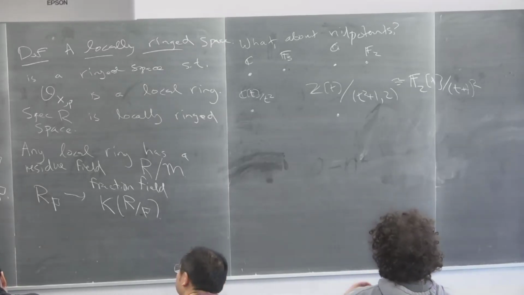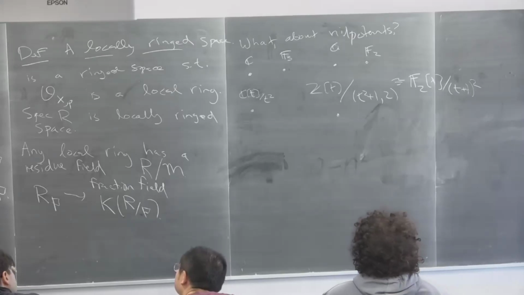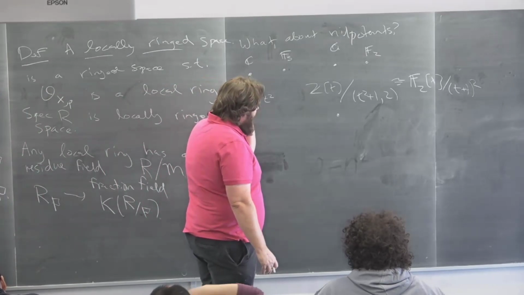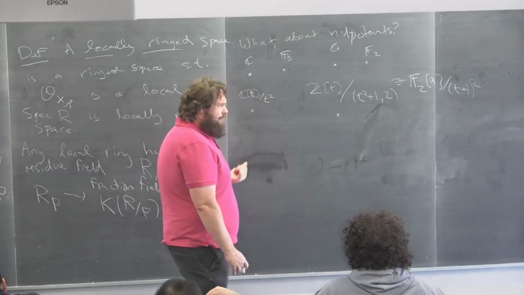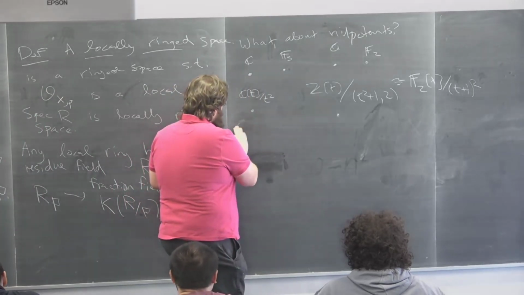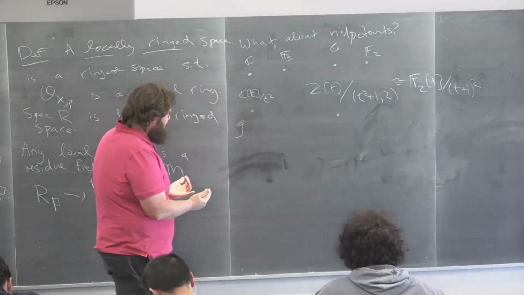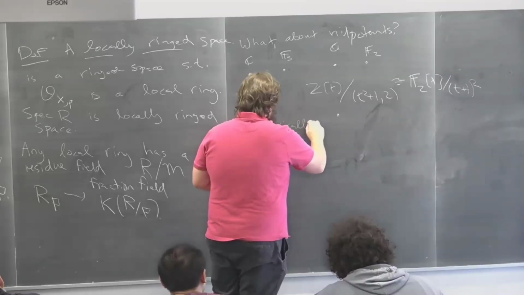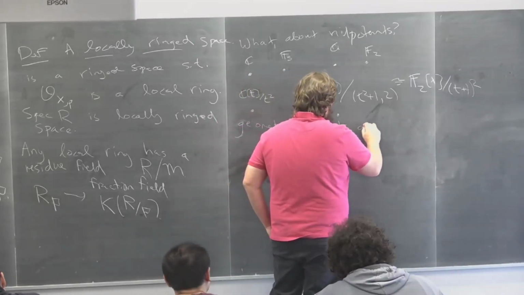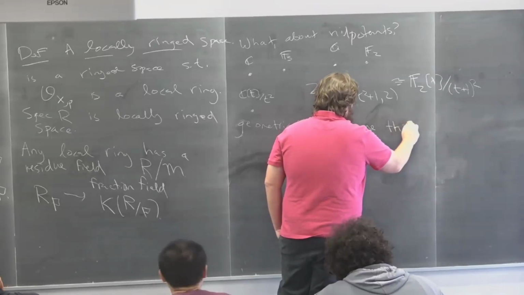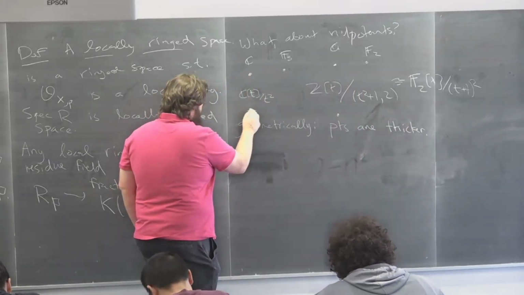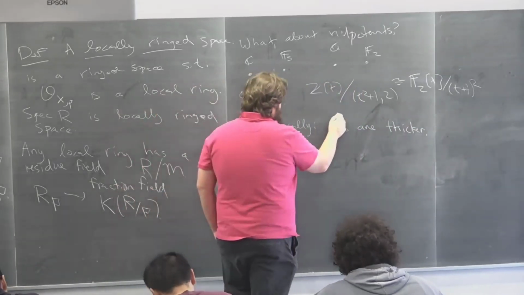This is just kind of dumb. I could take any ring and define the one point space to be a ringed space, where on the unique non-empty open subset, I put that ring. But how do I think about this geometrically? So geometrically, the way you should think about this is the points are the same, but they're a little bit thicker. So you would often draw this as not just a point, but a point with a little bit of fuzz on it.